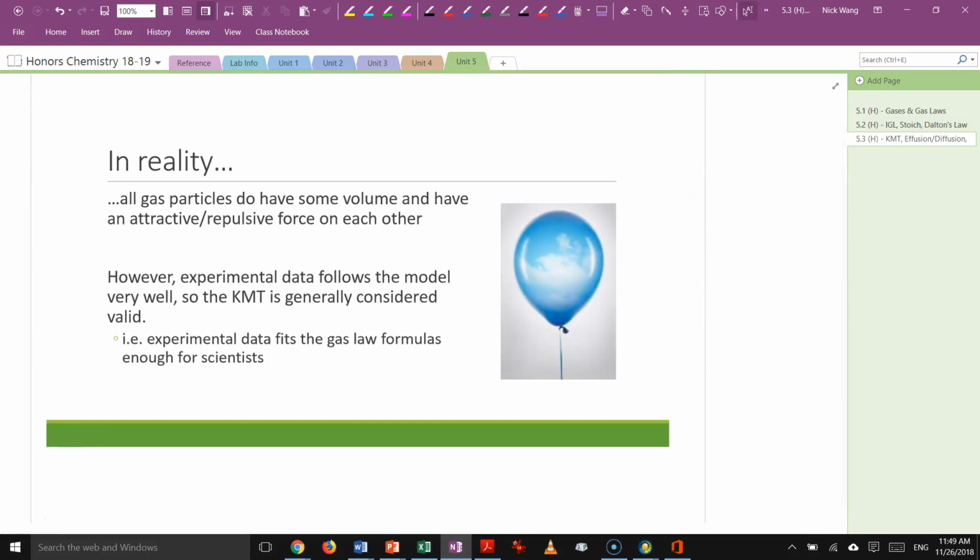Now, of course, in reality, there is some repulsion and some attractive forces between the gas particles. There's also some volume that is occupying space, and that is true. But for the most part, experimental data shows us that it pretty much follows the KMT, because we have these values, the numbers that we can use to look at the behavior of gases, and it basically fits the laws. It fits the formulas that we used earlier in the gas laws.